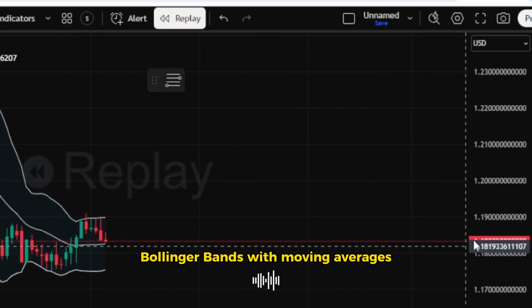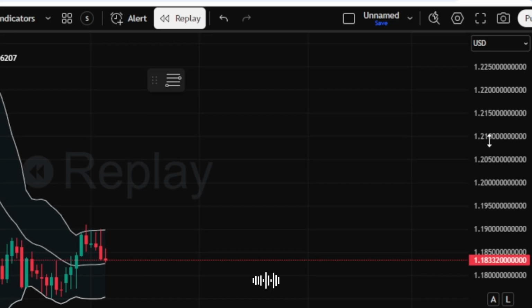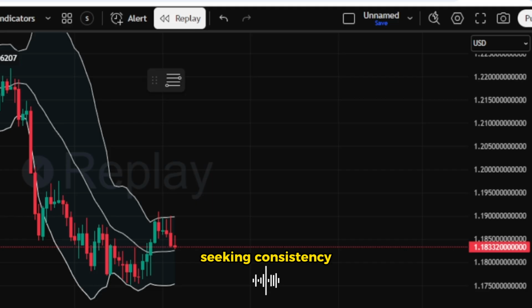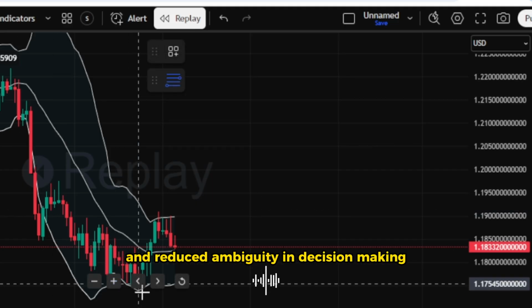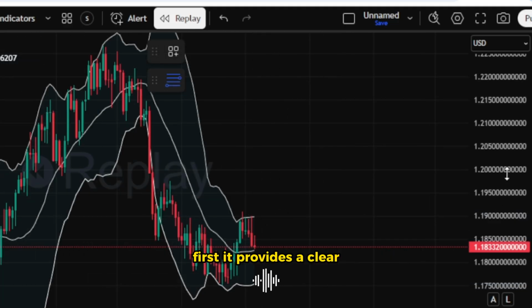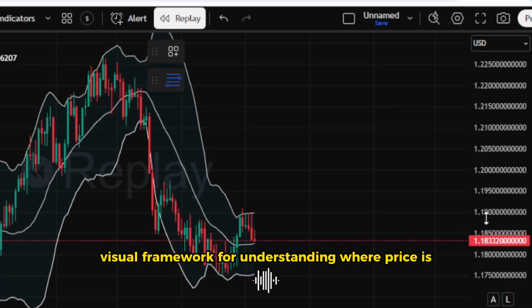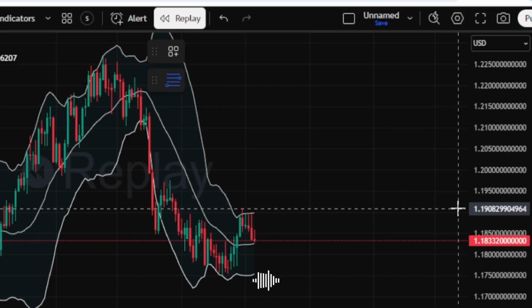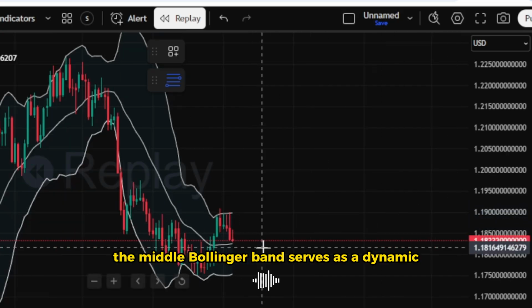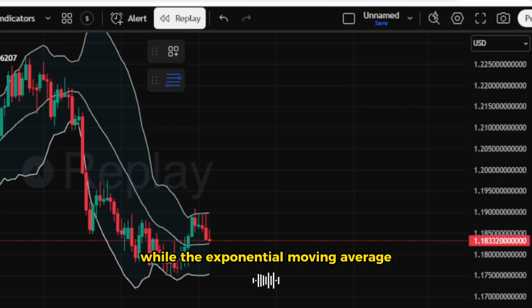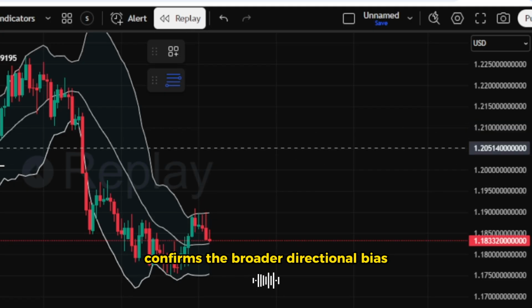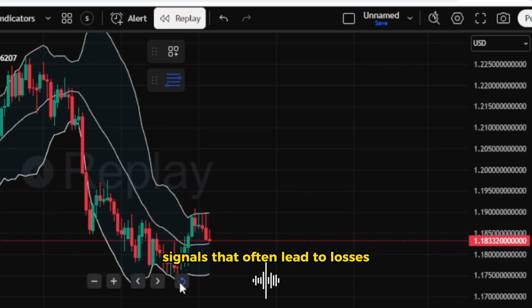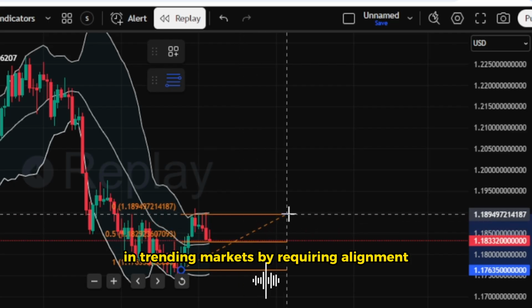Advantages of combining Bollinger Bands with moving averages. This strategy offers several key advantages for traders seeking consistency and reduced ambiguity in decision-making. First, it provides a clear visual framework for understanding where price is within the context of its trend and volatility cycle. The middle Bollinger Band serves as a dynamic mean reversion point, while the exponential moving average confirms the broader directional bias.